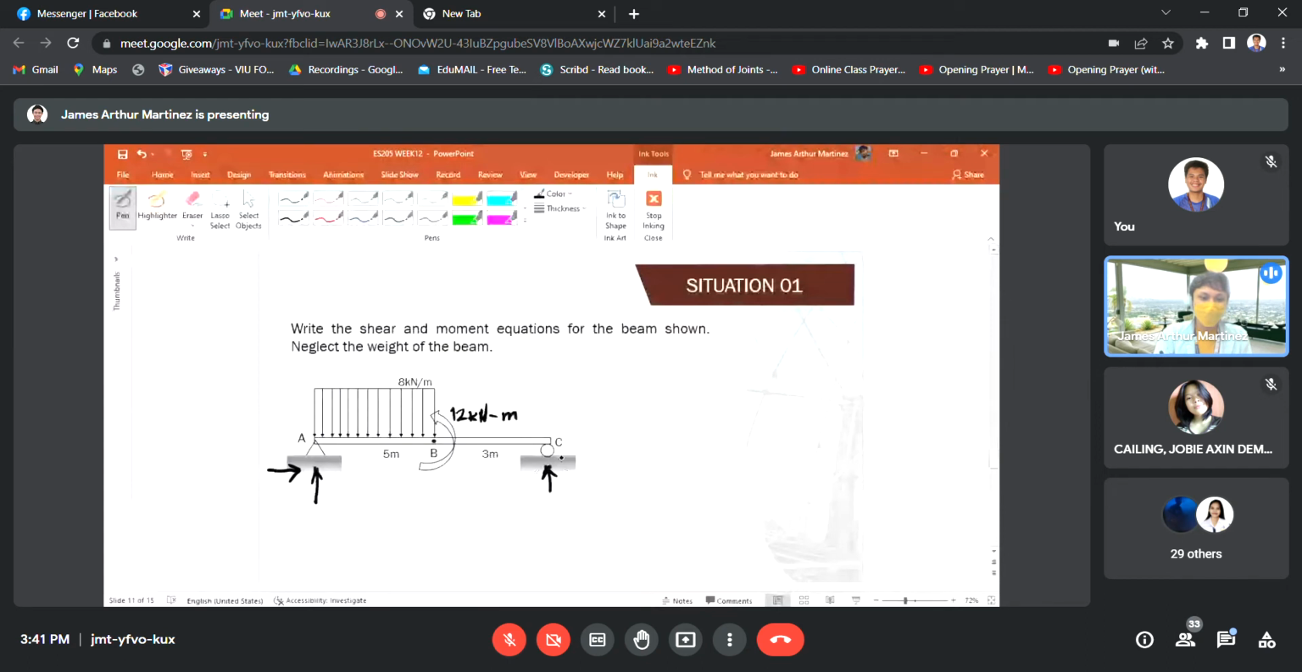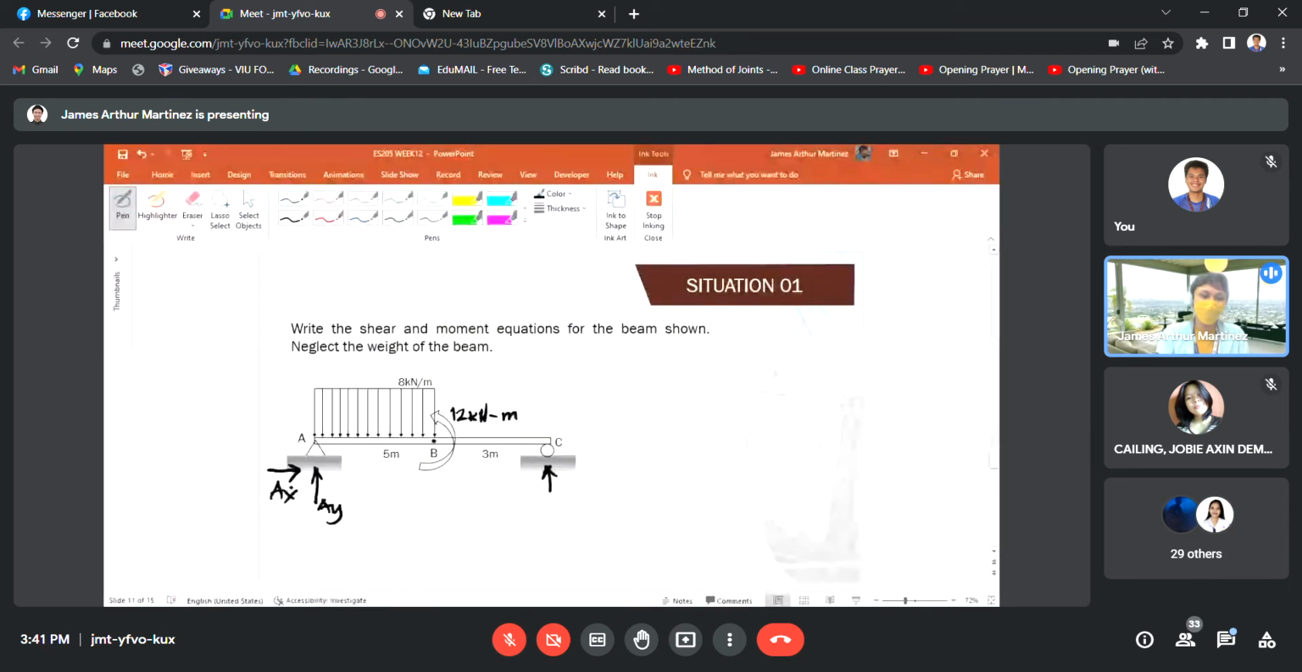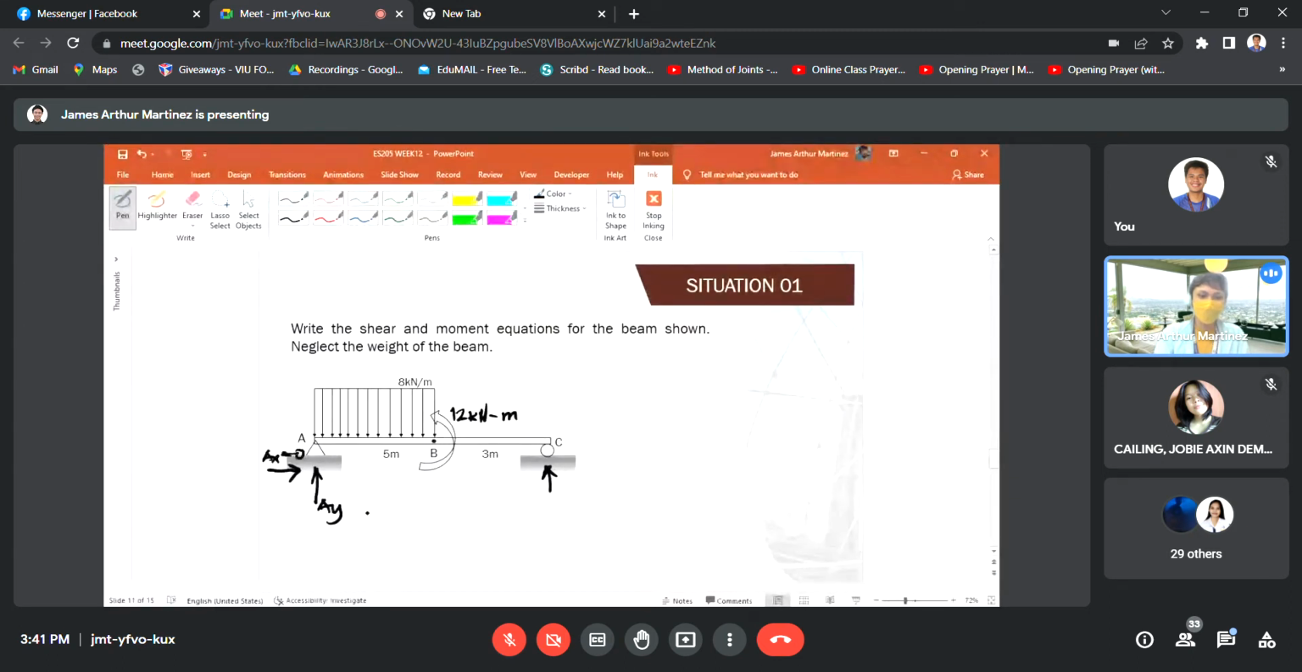So we label them as AY and AX, and notice that in our external loadings we have no force acting horizontally. So meaning, AX, the horizontal reaction at point A, is just equal to 0. Okay? So this is CY. So let us solve for the reactions at both supports.